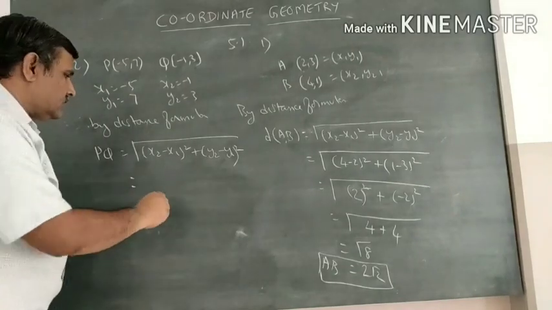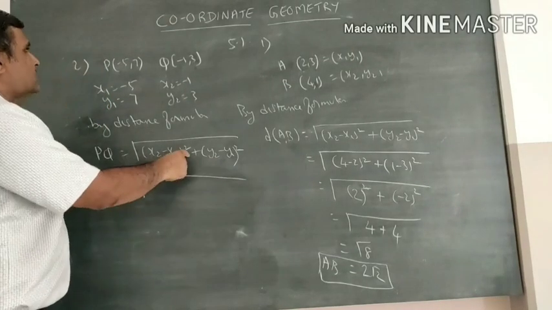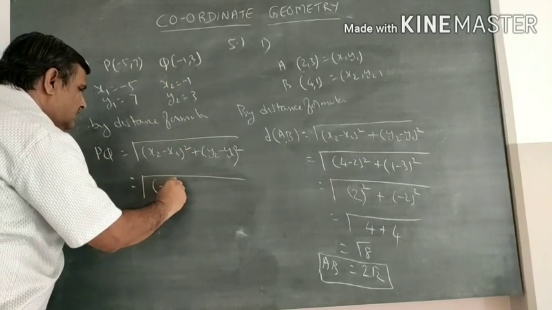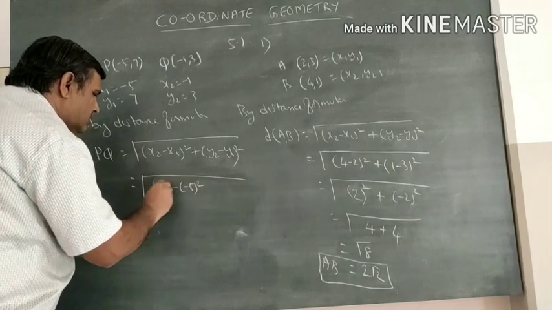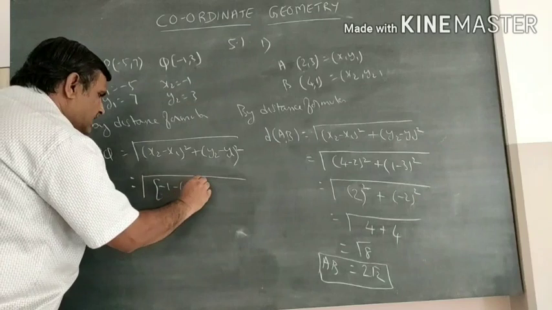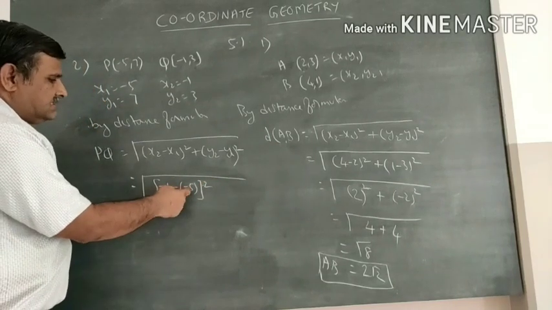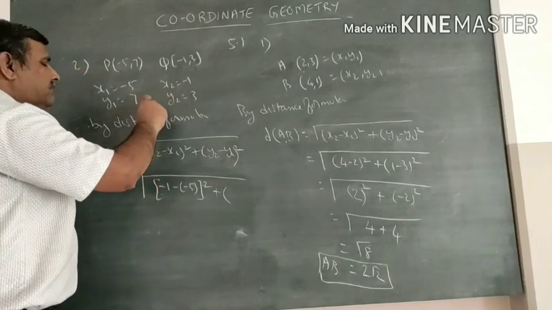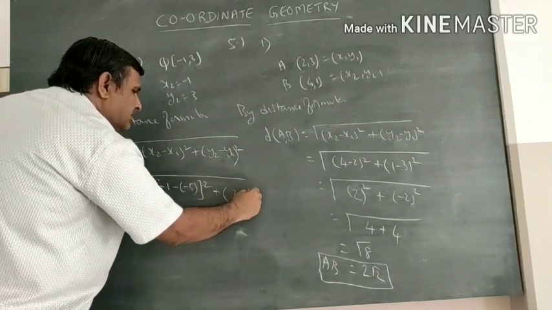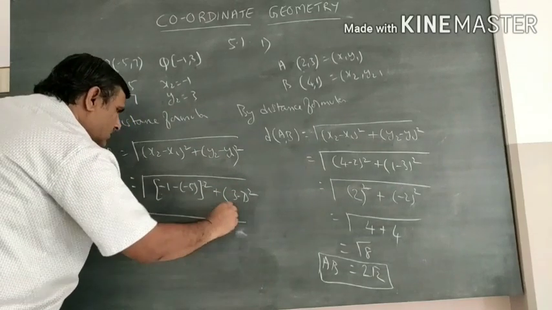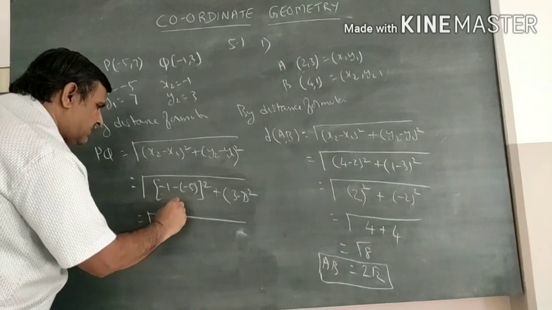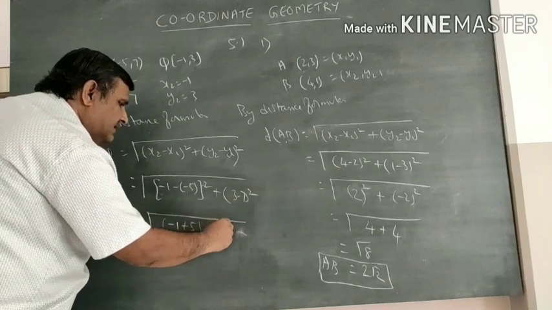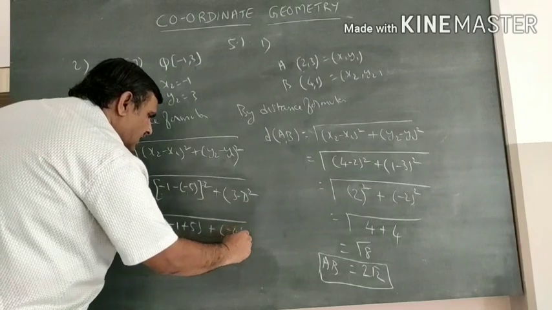Okay, we get equal to under root x2 minus x1 square. x2 minus x1 square means minus 1 minus minus 5. See, minus 1 minus minus 5 square. So we shall put one square bracket here. Minus 1 minus, small bracket I have taken, minus 5 plus y2 minus y1 is 3 minus 7, 3 minus 7 का square. It is equal to under root minus 1 minus minus 5 means this will become minus 1 plus 5, and here we get 3 minus 7 means minus 4 का square.